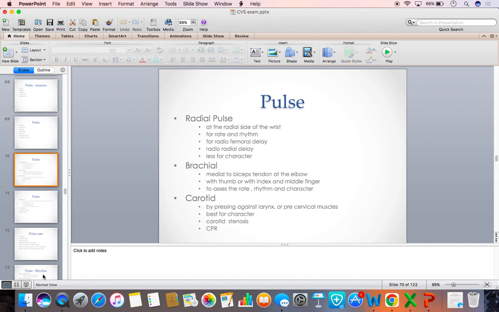Well, carotid pulse is felt by pressing against the larynx or precervical muscles. Carotid pulse is used best for noting the character of the pulse and also in CPR.